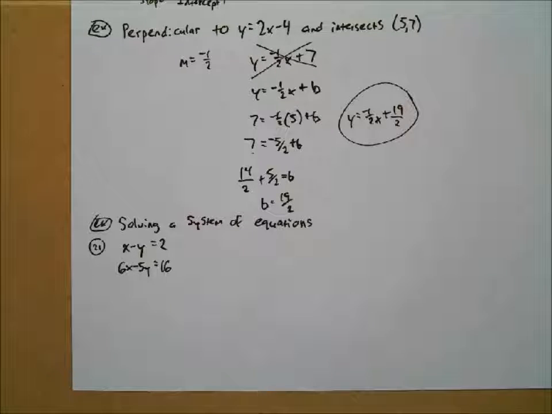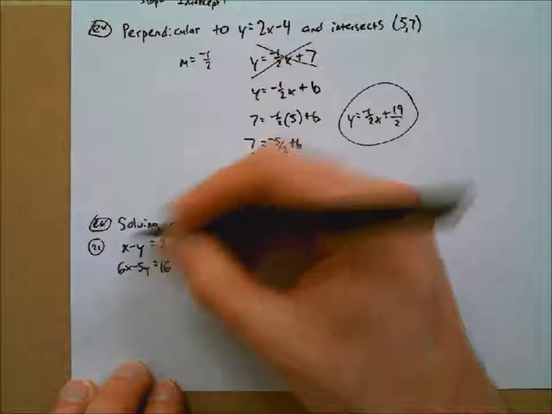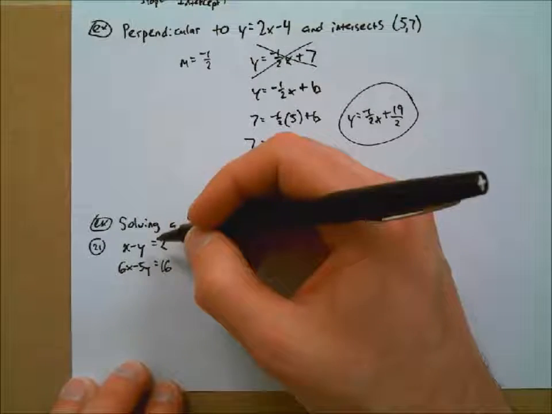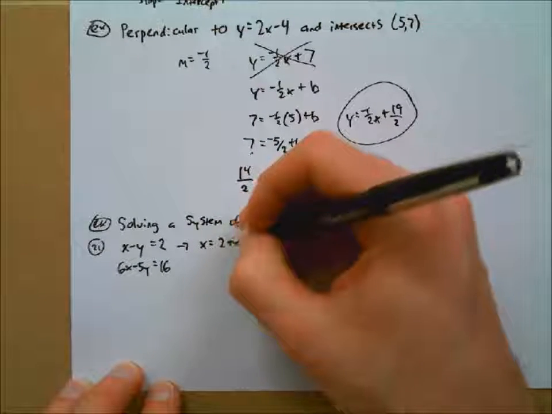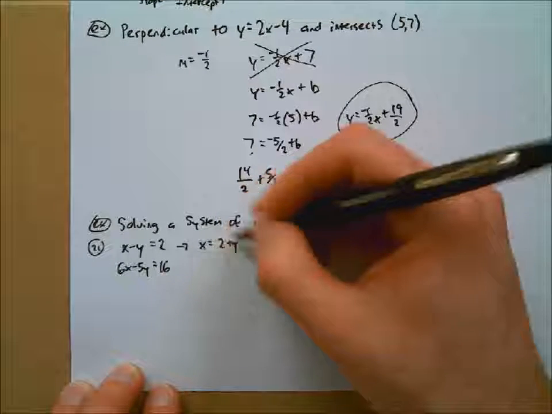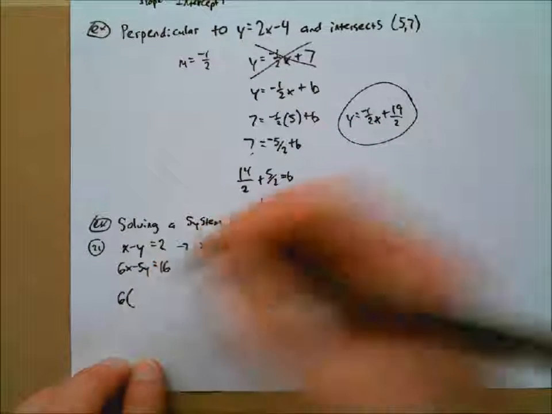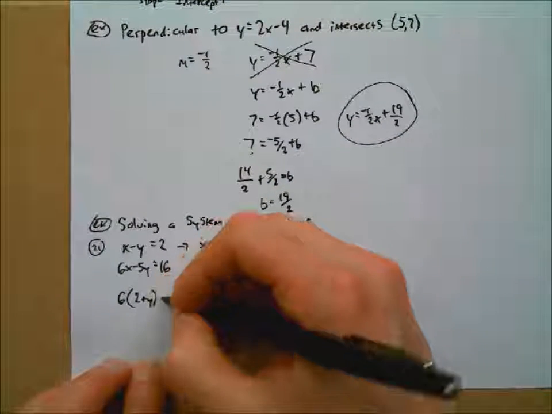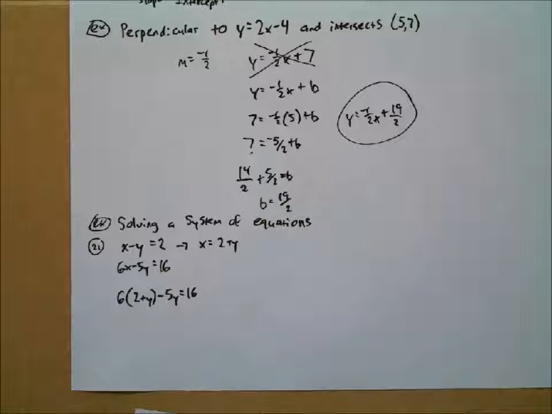We could also use a method called substitution, where we're going to take one of our variables in one of the equations and solve for it. Looking at that first one, it's pretty easy to solve for x here if I just add y over. So if I make that x equals 2 plus y, then wherever I see an x, I'll replace it with 2 plus y. For example, in the other equation, I can instead write 6 times (2 plus y) minus 5y equals 16. So that's a substitution here.